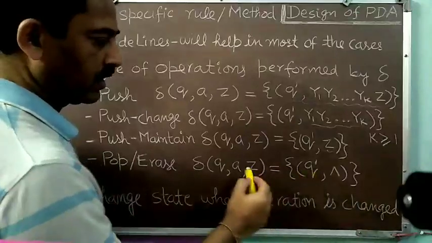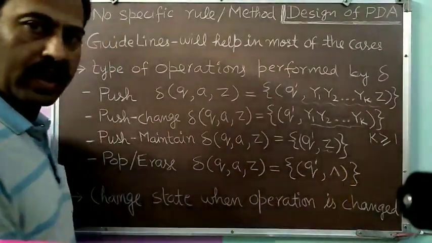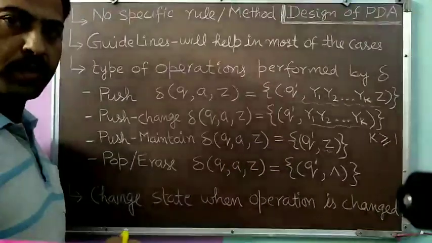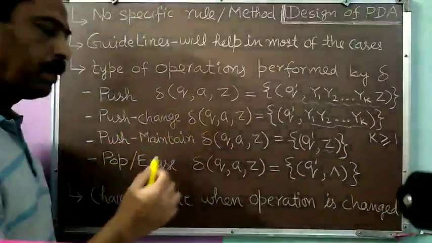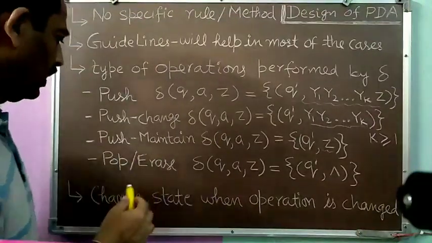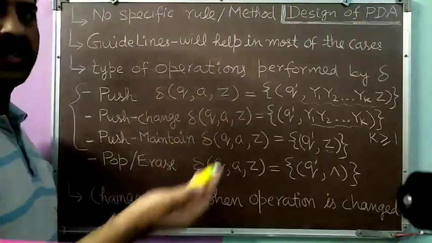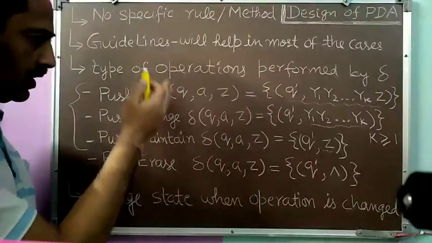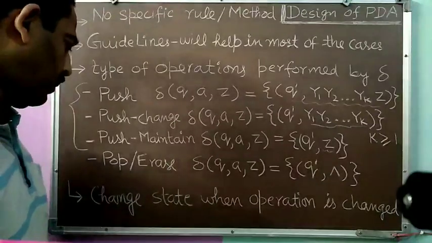In making the transition, this z will be removed and we are not writing anything. Null means we are not writing anything. So in effect, the symbol z, which is the topmost push down store symbol, will be removed. Such a move is called a pop move, pop operation, or the erase operation. All the other three push operations are non-erasing operations or non-erasing moves. So these are the basic kinds of operations which our transition function delta can perform.